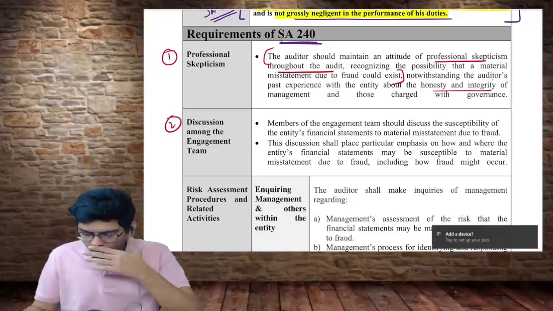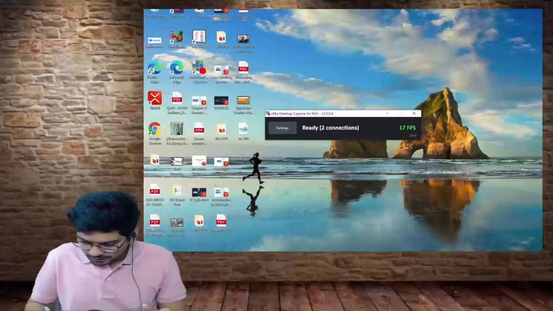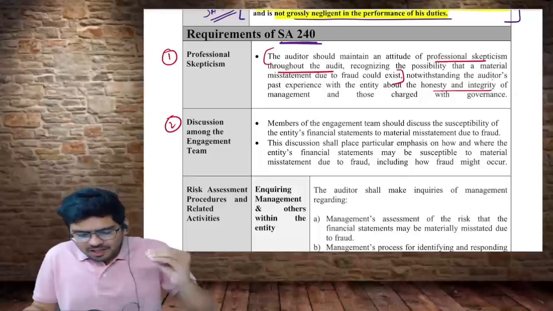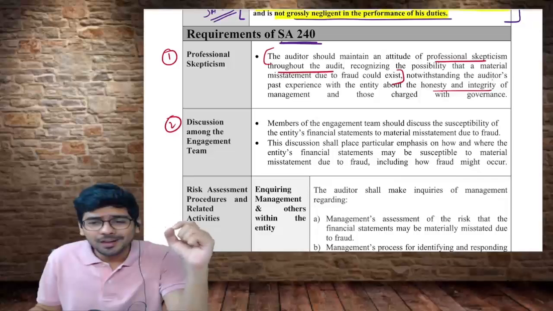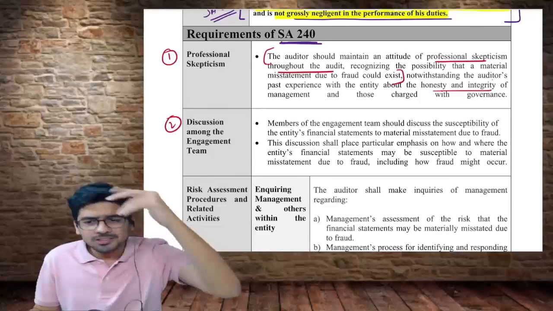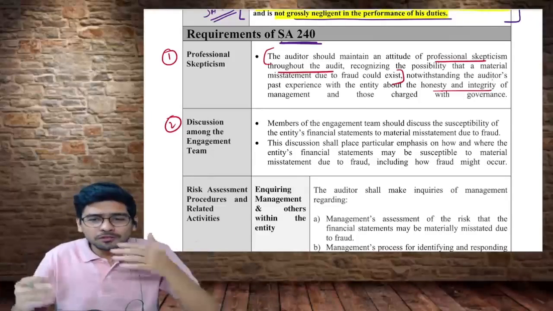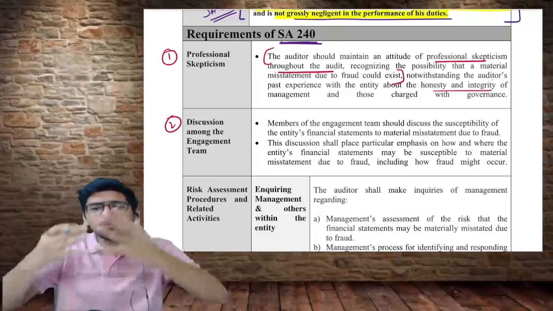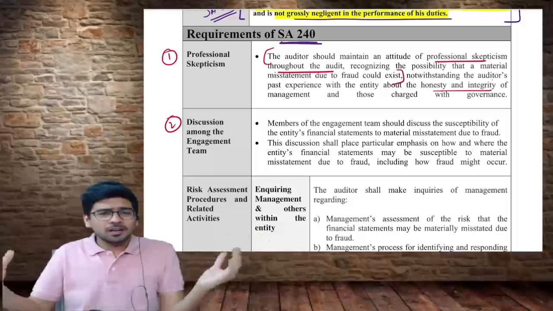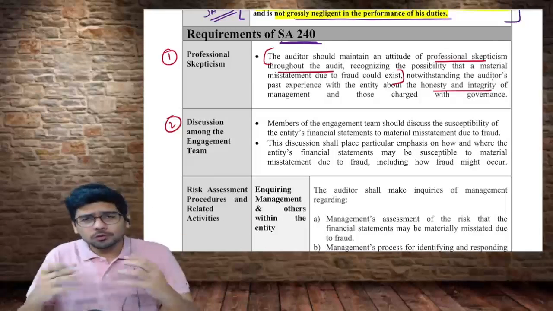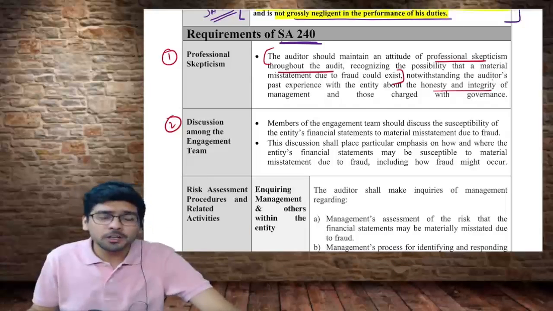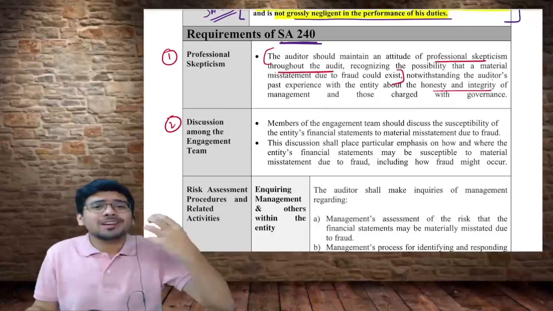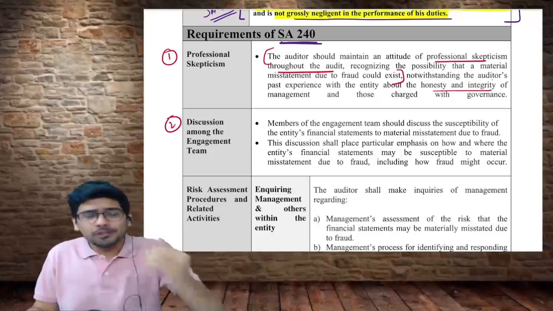Now, second point. What is the second requirement of the auditor here? Let us go through it. It says discussion among the engagement team. Do you remember the word engagement team? Who are the members of the engagement team? There will be one partner, there will be articles, let's say junior chartered accountants. So the engagement team is the team that actually goes and performs the audit.